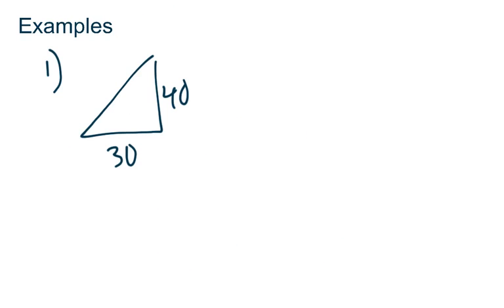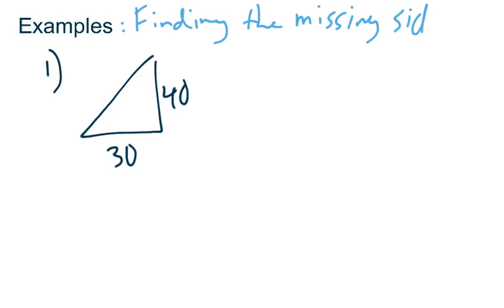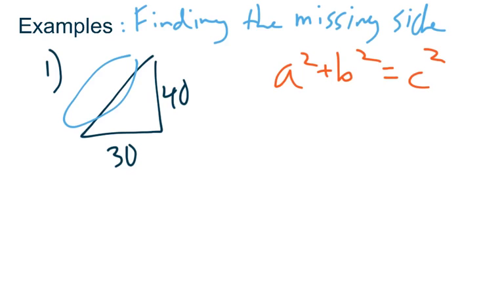So in these examples, we're going to find the missing side length, and it's just different variations of finding the missing side. Now what I'm going to show you in the first two examples is finding the hypotenuse, the longest side, and then after that I'm going to show you examples where you have to find one of the legs. So here it's again just all about using a squared plus b squared equals c squared. Anytime you see a right triangle and you need to find a side length, you have to pull out this formula.